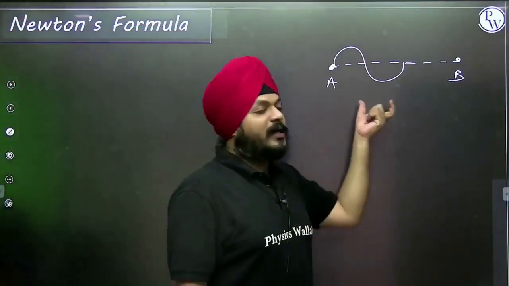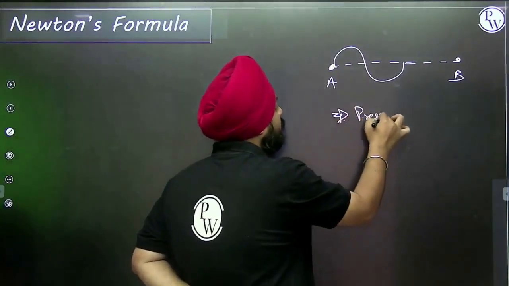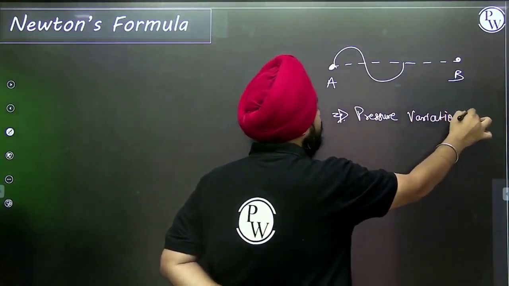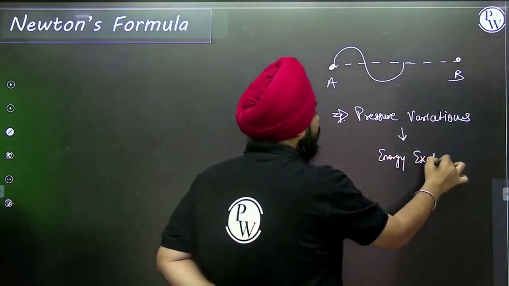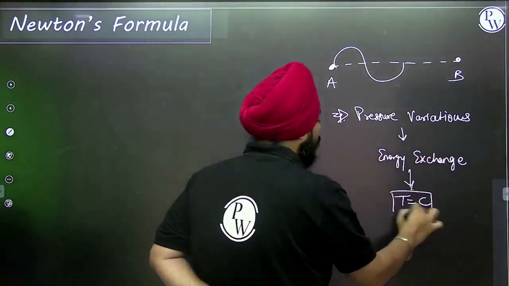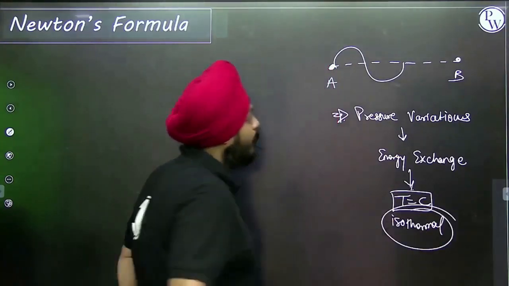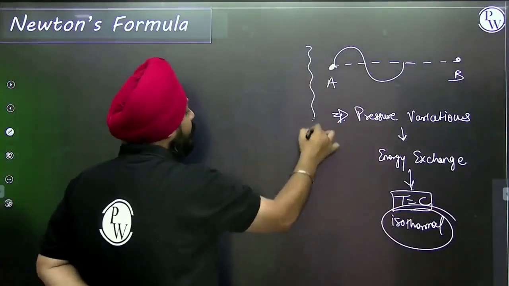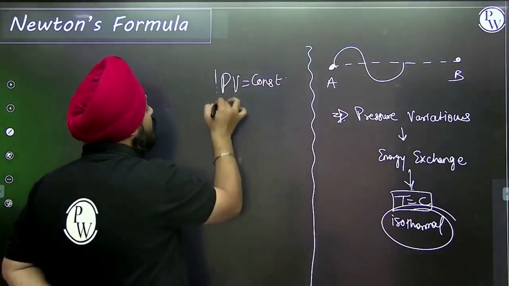Now, what Newton said is that whatever pressure differences come while propagating, whatever the pressure variations are and whatever the energy exchange is going on, it is according to the thermodynamic process that is isothermal. He considered it that way. Isothermal means that PV is equal to constant, the temperature is constant.